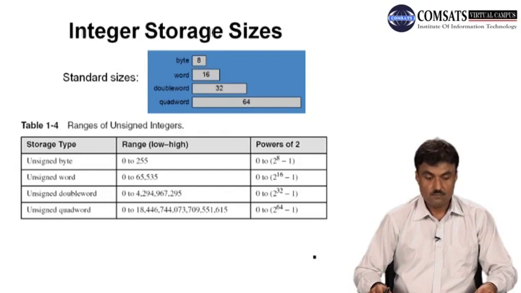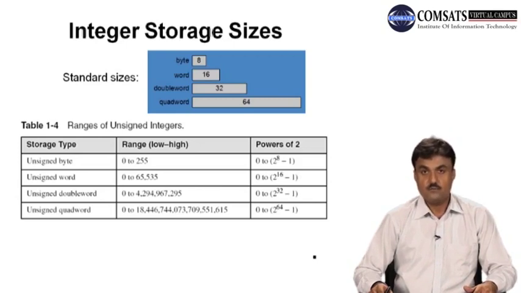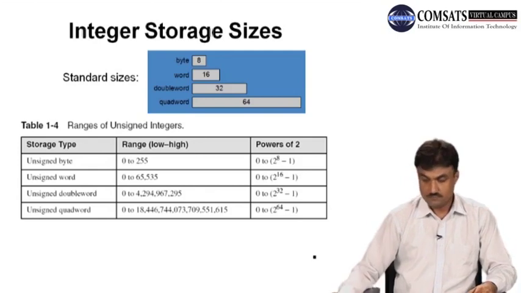And these are the ranges for the unsigned integers. All these we are discussing are unsigned, and in a few next slides, we will discuss the signed ranges and all the stuff. So unsigned byte ranges from 0 to 255, or you can say from 0 to 2 raised to 8 minus 1. And unsigned word, unsigned double word and quad word have ranges from 0 to 2 power 16 minus 1, 0 to 2 power 32 minus 1, and 0 to 2 power 64 minus 1 respectively.